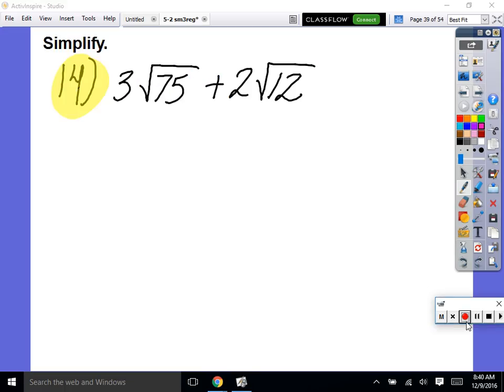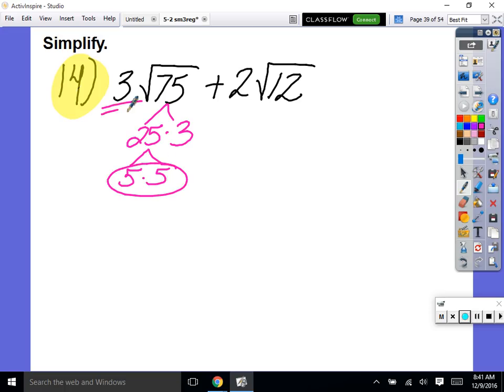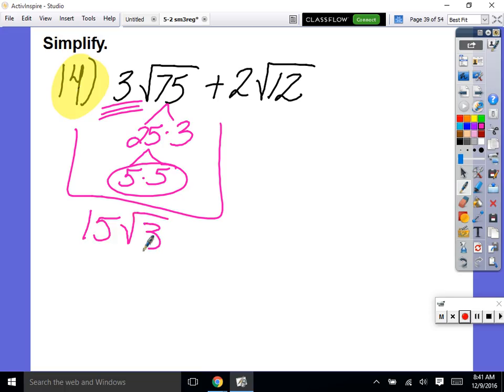Okay, right here it says simplify if possible. So right now it looks like we can't add them, but they're not simplified. We can't tell until we have them all simplified. Quickly, 75 breaks down into 25 times 3, right? 25 breaks down into 5 times 5. So we'll pull out a 5. There was already a 3. So doesn't this piece simplify to be 15 square roots of 3? Everybody feeling good?